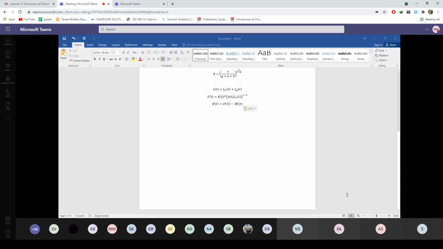Odrija Odhikari. Sir, it's a constant return to scale function. It's a constant return to scale production function. Very good. Priyansha, are you here? Yes, sir. What is the return to scale of this production function? Sir, it's a constant return.